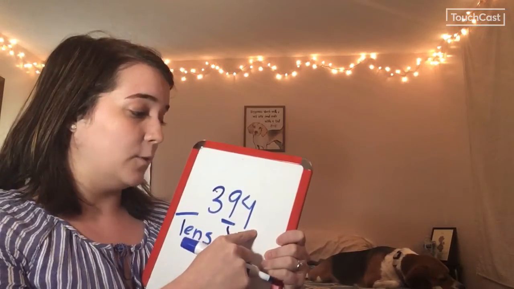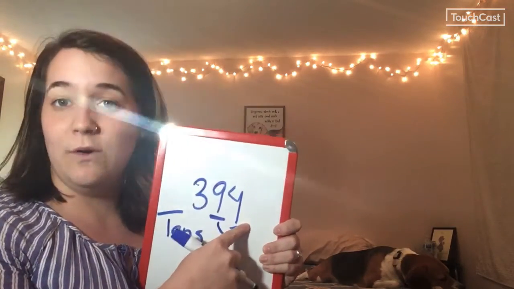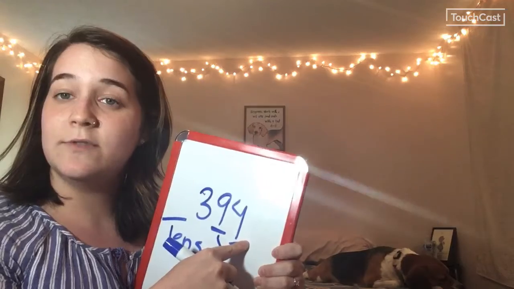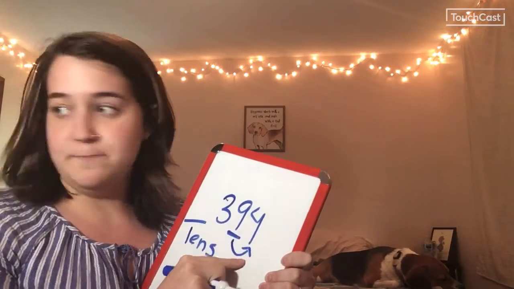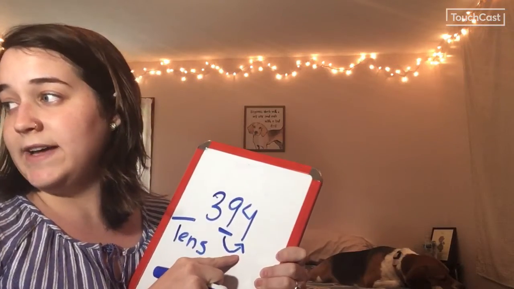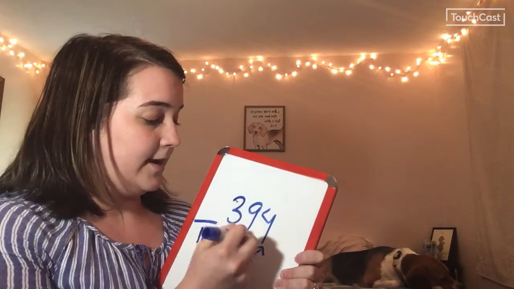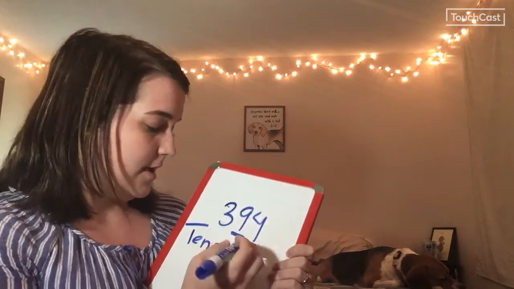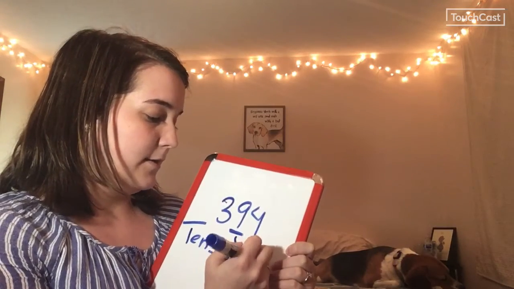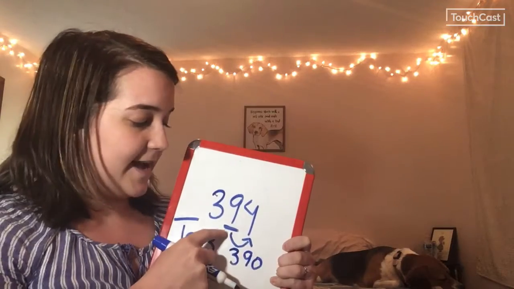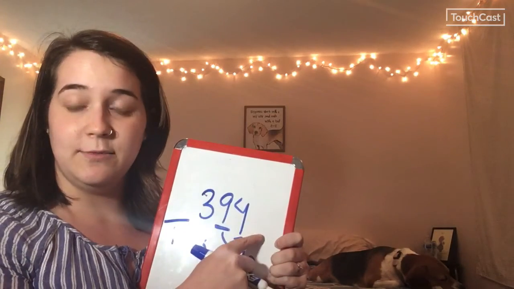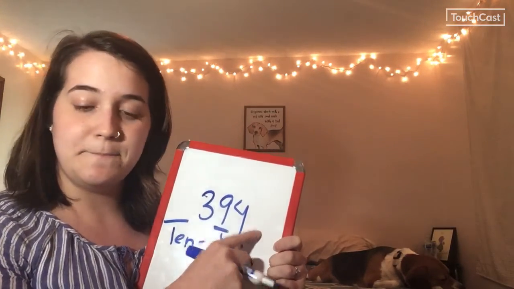So if we're rounding to the tens place, then we're going to use the ones place to round. So this is a 4. So 4 or less, we let it rest. So we're letting this number rest at the 9. We're letting the 9 rest. So to the tens place, it would be 390 because we're letting that 9 rest because it was a 4. It was 4 or less.